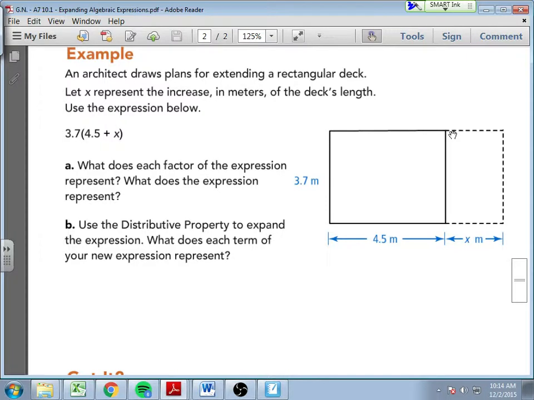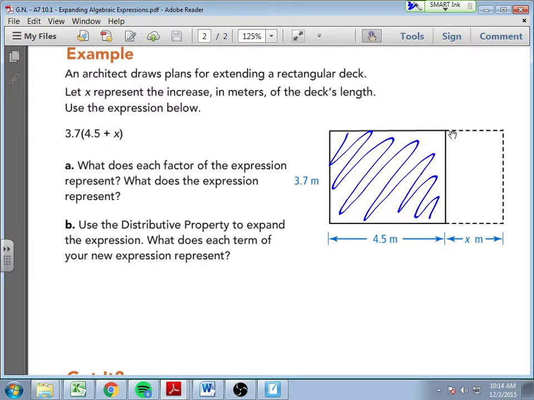We have an architect drawing plans for an expanded patio. The patio was 3.7 meters by 4.5 meters. It was that space. We're going to add on a new addition that's going to be x meters long and the same meters wide, or taller, however you want to phrase that. So what does each factor in the expression represent? This is going to be part of your homework, where it will list out like 3.7, 4.5, and x.